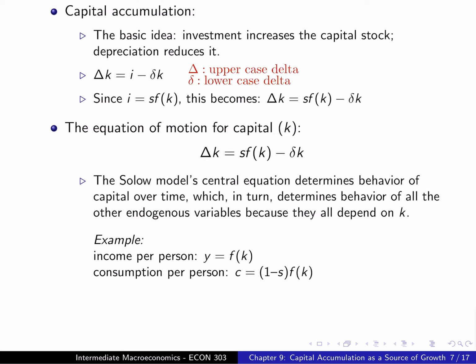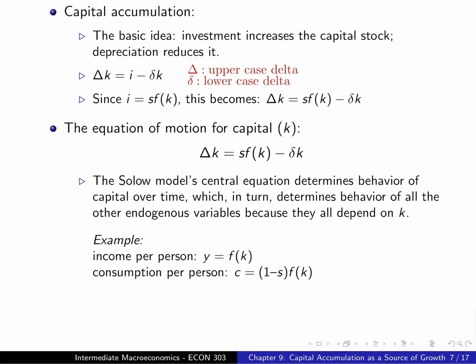Now let's move to a very important part of the Solow model, capital accumulation. The basic idea here is simple. Investment increases the capital stock, while depreciation reduces it. We can write the change in capital per worker as Δk = i − δk, where i is investment per worker, uppercase Δ is the change in, lowercase δ is the depreciation rate, and k is capital per worker.